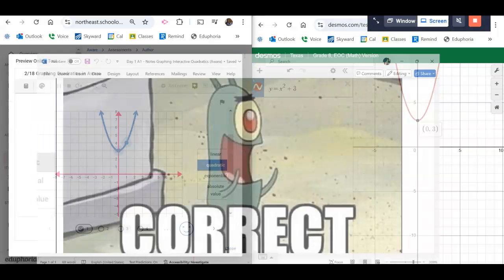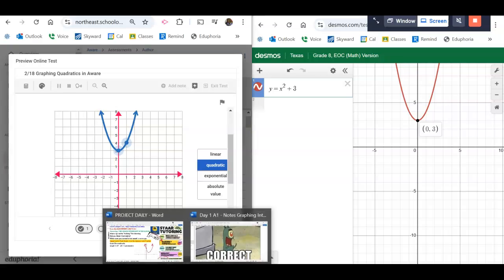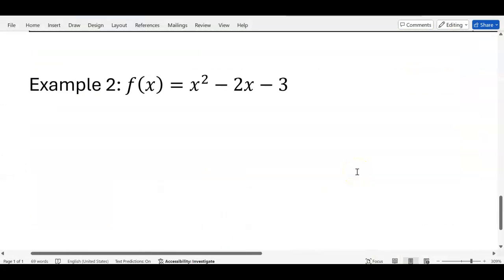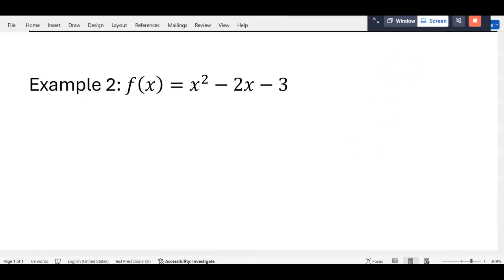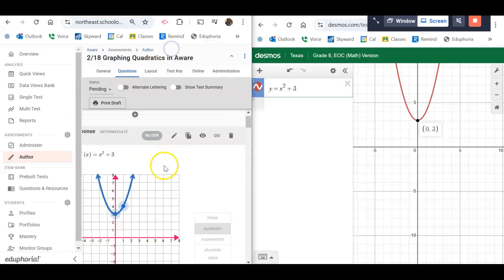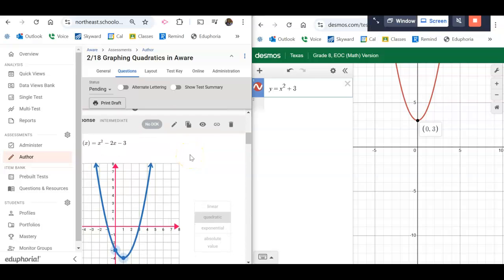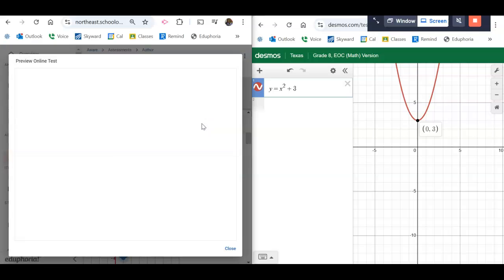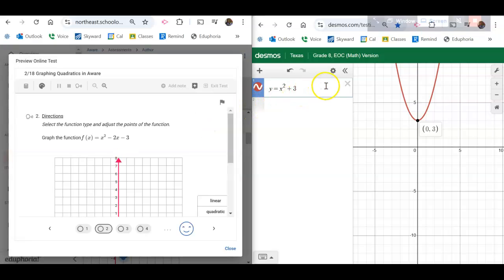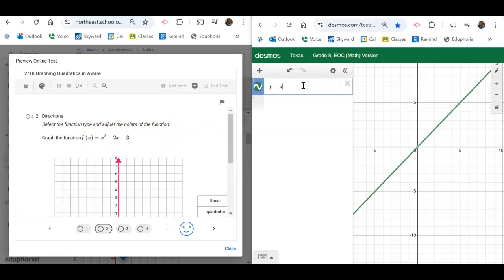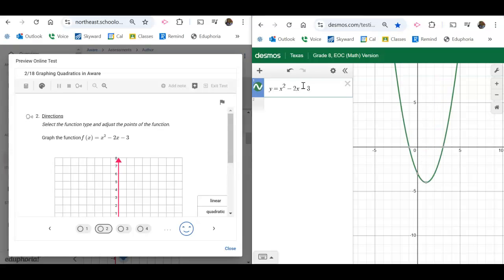All right, before I give you the assignment, there's one more example on these notes. It's example 2, x squared minus 2x minus 3, okay? So that's right here. So how would I do this one right here? Let's say this is on my assignment. Let's pretend this is on my assignment. How do I graph x squared minus 2x minus 3? Here we go. y equals x squared minus 2x minus 3.